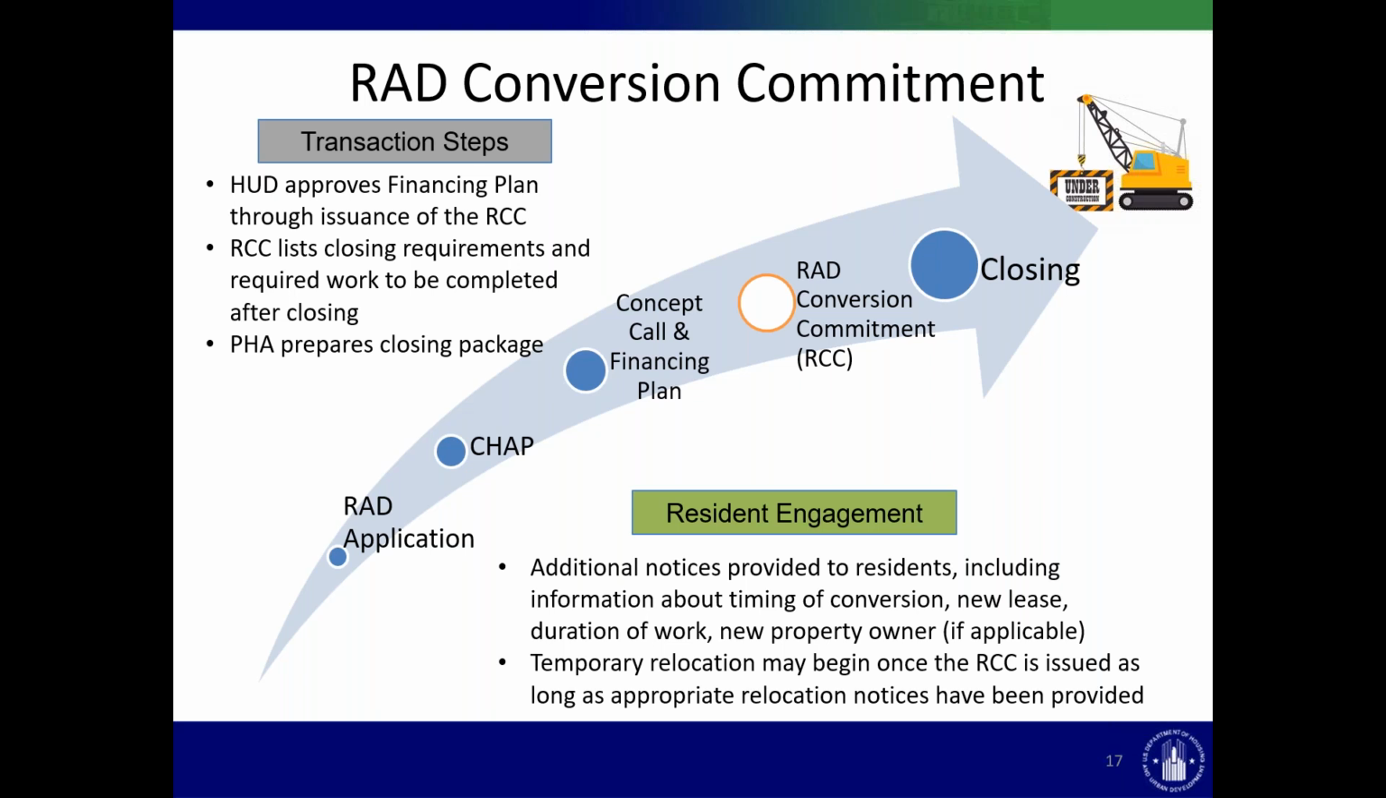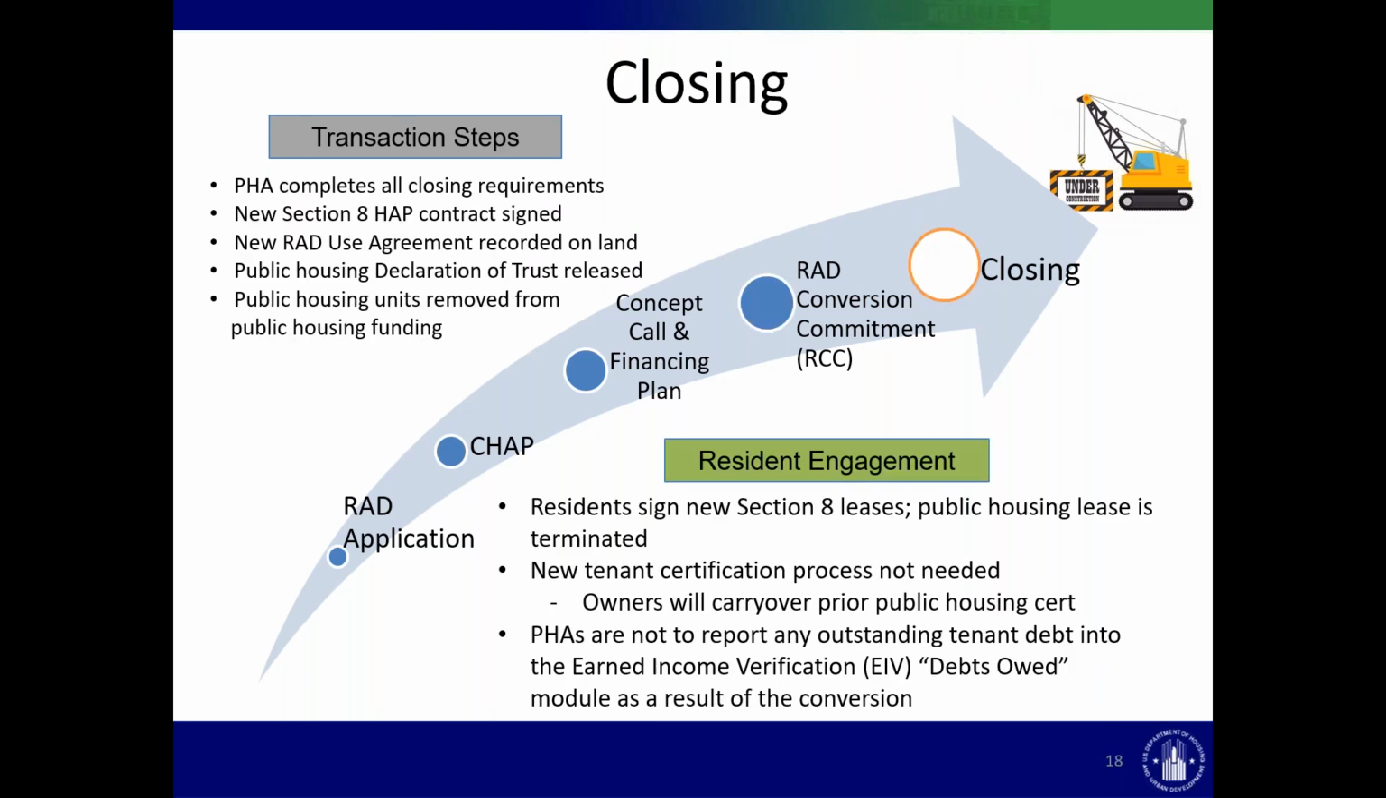When we move on to closing. Closing is when the PHA has completed all of the conversion requirements. At that point, they'll sign a new Section 8 HAP contract. They'll record the new RAD use agreement on the land. We'll release the declaration of trust, the public housing declaration of trust, from the land, and we'll remove the public housing units from public housing funding.